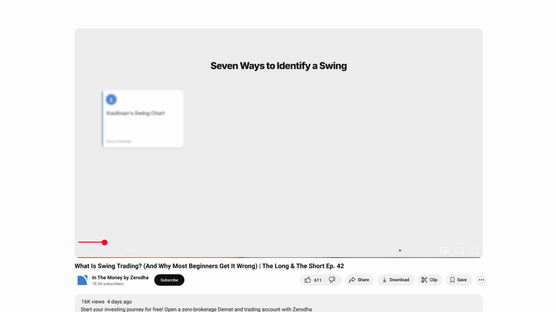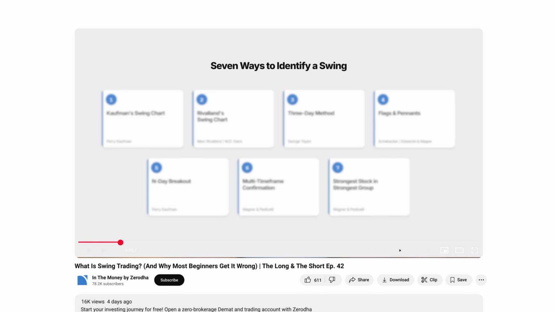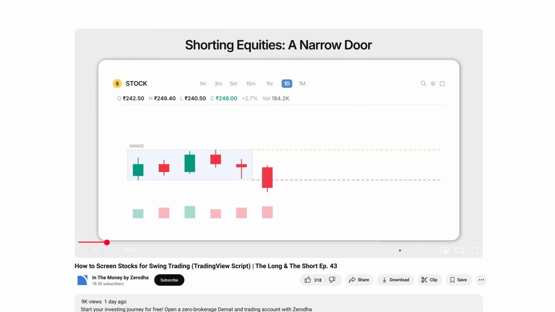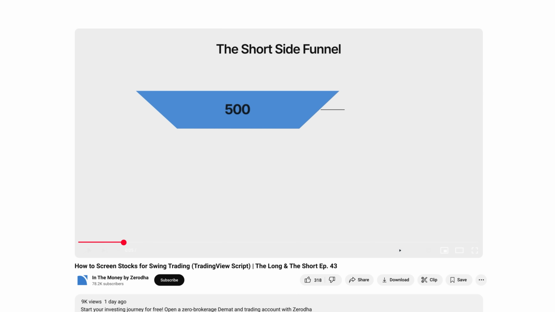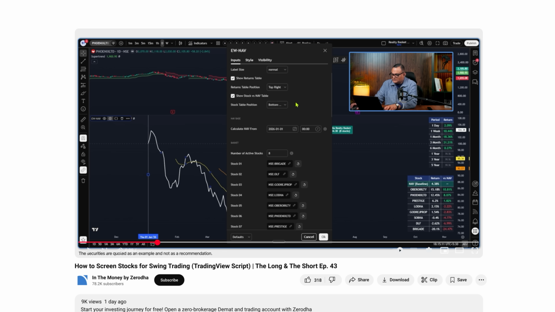Welcome back to part 3 of our series on swing trading. In part 1, we covered what swing trading actually is, where the word comes from, and the 7 different ways to identify a swing. In part 2, we got into stock selection using 2 of those methods, 6 and 7, finding the strongest stock inside the strongest sector and the strongest category more broadly.